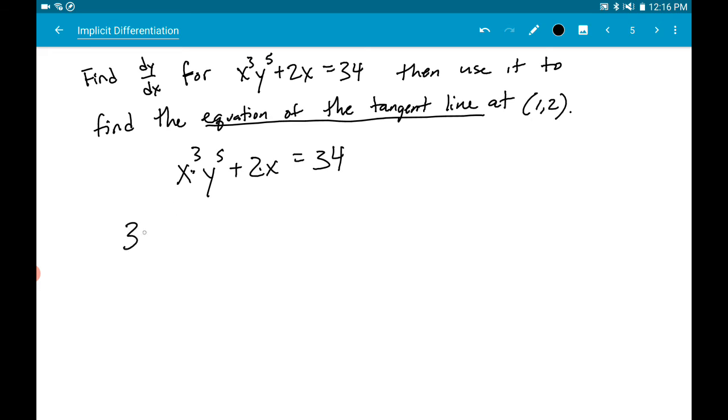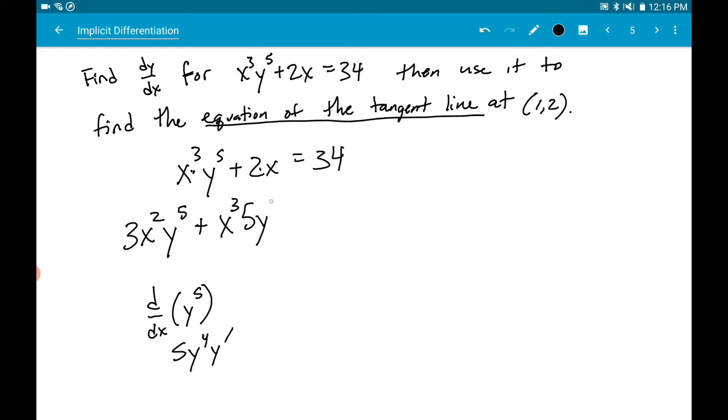U prime V plus U V prime. The derivative of y to the fifth with respect to x is going to be 5y to the fourth y prime. 5y to the fourth y prime. Outside, inside. Derivative of 2x is 2. And the derivative of 34, don't let it go, it's going to be 0. I just took the derivative with respect to x of everything.